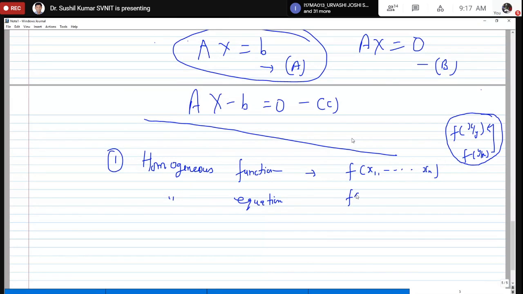See, in this case we will replace x1 by lambda x1, x2 by lambda x2, and so on for all the variables, multiplying every variable by lambda. If the result is equal to lambda raised to power n times f of x1, x2, up to xn, then this f is called a homogeneous function of degree n in the variables x1, x2, x3 up to xn.